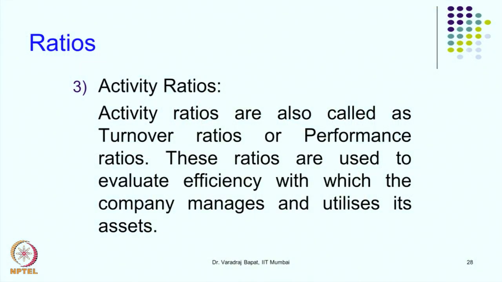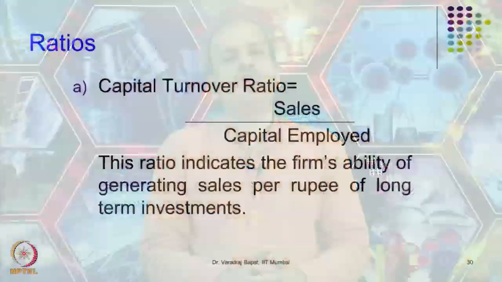Now the next type of ratios are known as activity ratios. They are sometimes also called efficiency or performance or turnover ratios, because here we calculate how efficiently the company is able to utilize its assets. Now the assets are being used mainly for generating sales. So a comprehensive ratio for this is the capital turnover ratio.